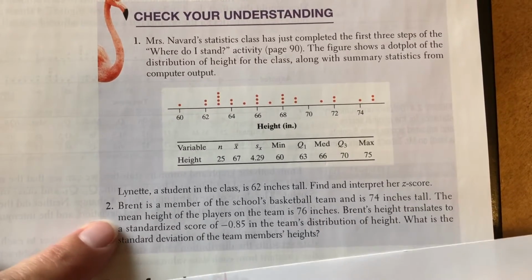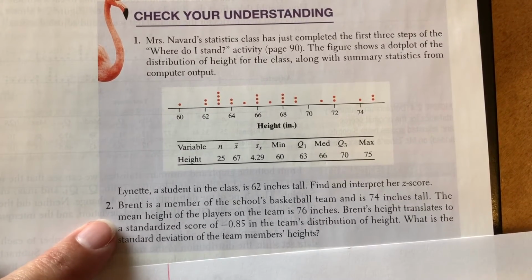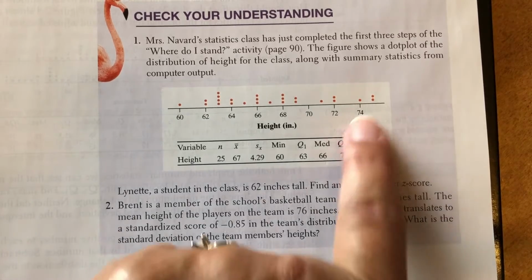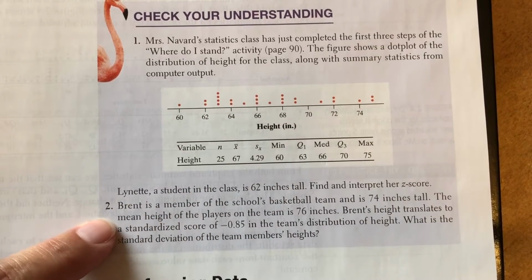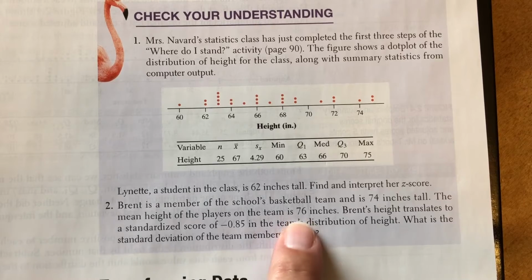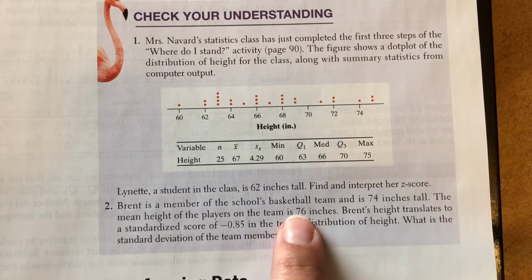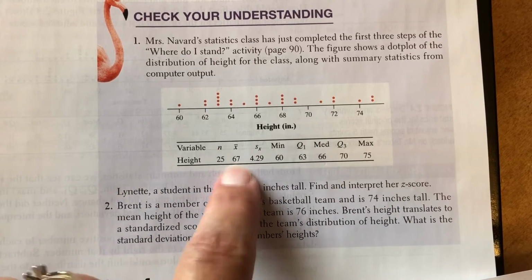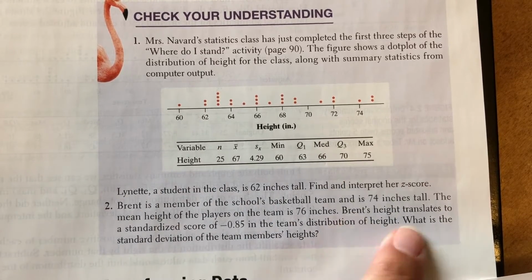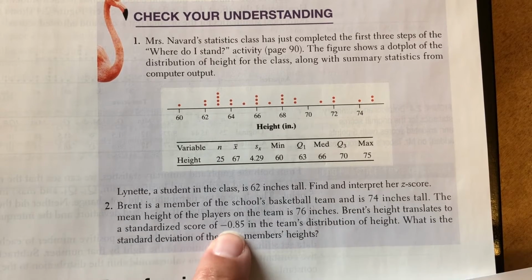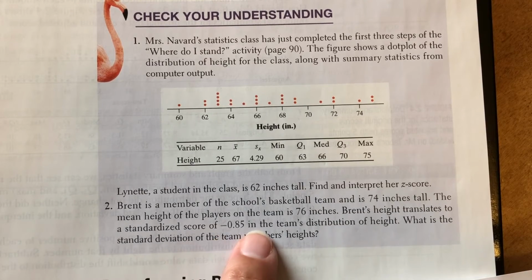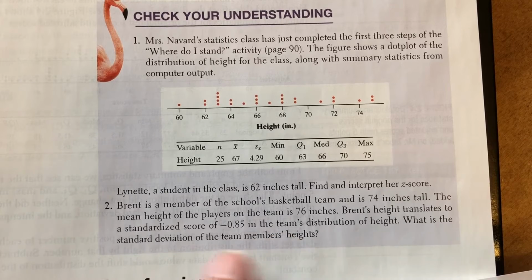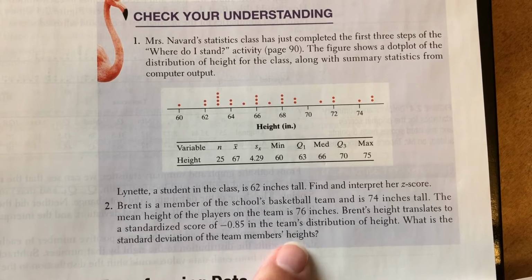Number 2, Brent is a member of the school's basketball team and is 74 inches tall. The mean height of the players on the team is 76 inches. So again, he is less than the average of the basketball players, but he's more than the average of the rest of the kids in the class. Brent's height translates to a standardized score of negative 0.85 in the team's distribution of height. So what is the standard deviation of the team members' heights?